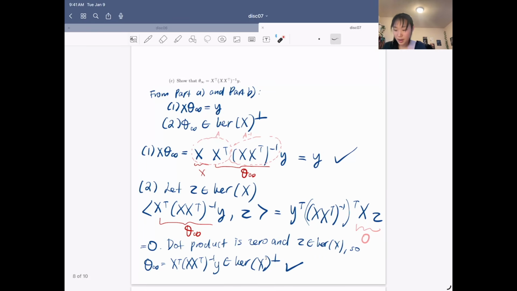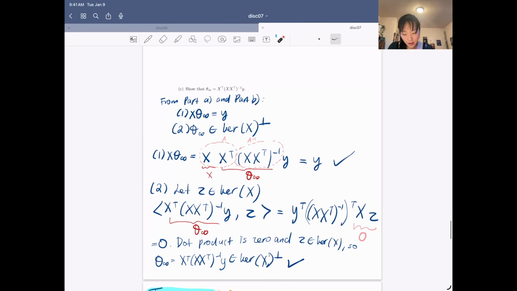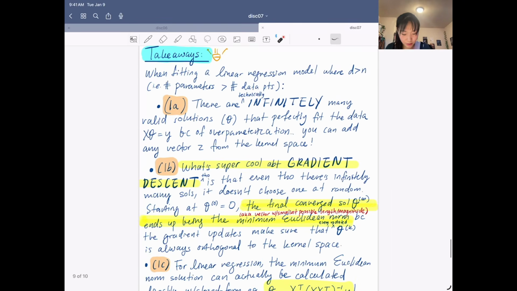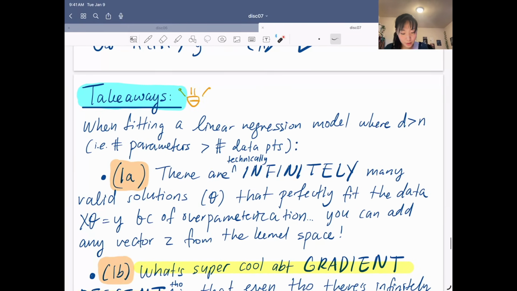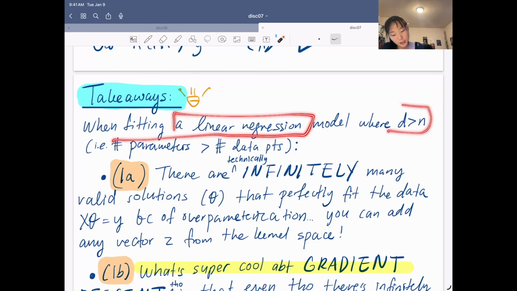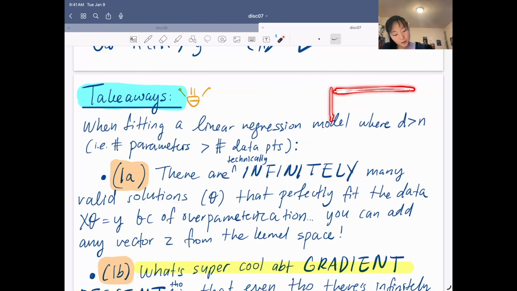Okay. And so that was really, really long. And now the question is, why did we do all that, right? What was the significance of all this? And so I want to hopefully give you a few takeaways, which I think are pretty cool. Our context is we're fitting a linear regression model where D is greater than N, right? N is the number of rows, D is the number of columns. We have a lot more features, which means we end up having a lot more parameters than we have data points.